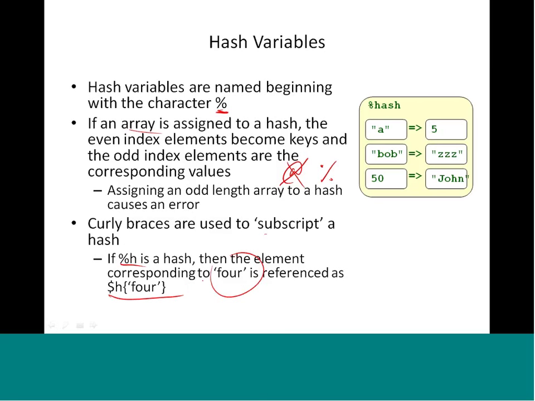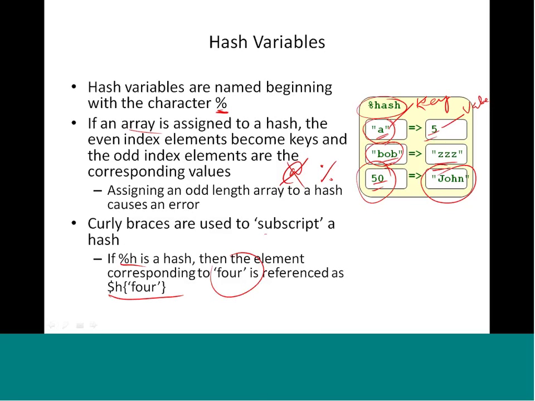So let's look at an example here. This is a percentage hash, and it has 3 elements. This is the key and this is the value. Another key is Bob, and that value is ZZZ, and then the hash has a key of 50 and the value is John. So the key can be just a character, a string, or a numerical value.